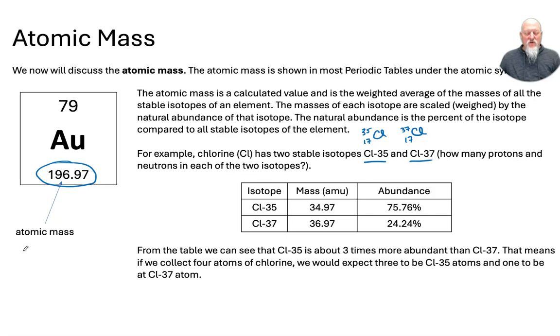If I look up information about the isotopes of chlorine, I can see that chlorine-35 has that mass, and its abundance, meaning that if I look at a bunch of chlorine atoms, 75.76% of them would be chlorine-35. Those atoms would have 17 protons and 18 neutrons. And then 24.24% would be chlorine-37. So basically it's a 3-to-1 ratio, right? For every 1 chlorine-37, there are going to be 3 chlorine-35s.